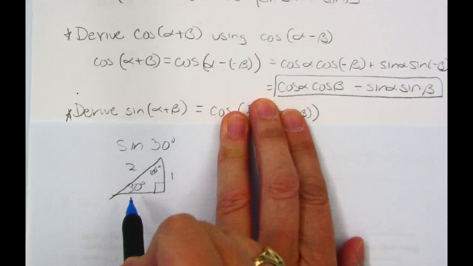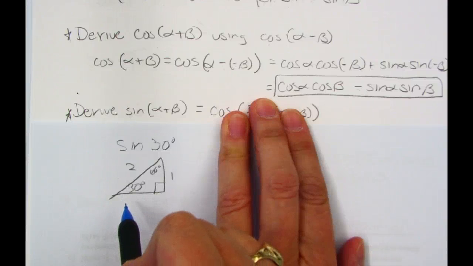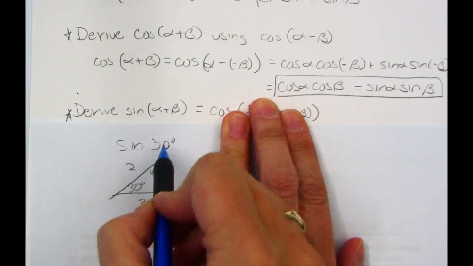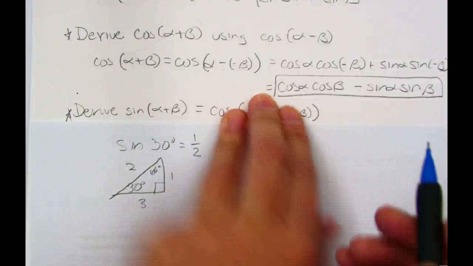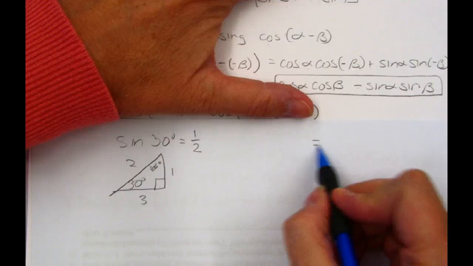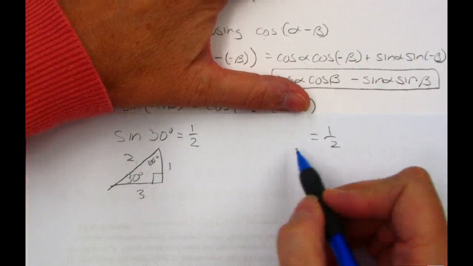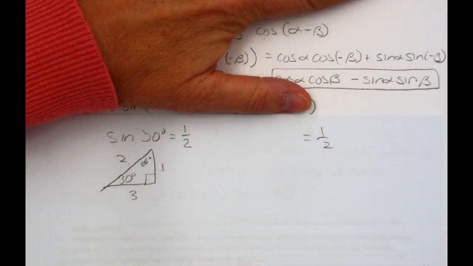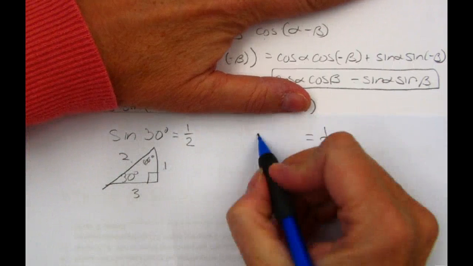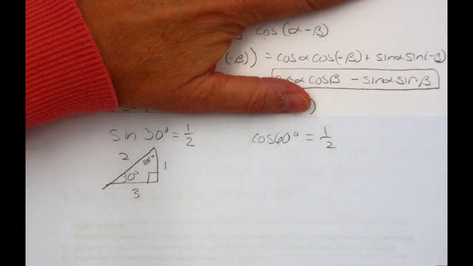My numbers are going to be bad, okay? I'm not trying to make numbers that actually work. I'm just putting numbers. So sine of 30 degrees would be 1 over 2, correct? Give me another one that is equal to 1 over 2. Give me something else that's equal to 1 over 2 out of that triangle. Cosine of 60 degrees. Do you agree?